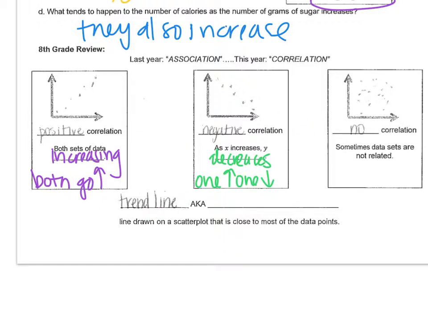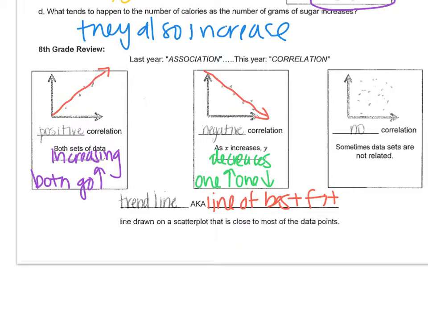So for every graph that has correlation, either positive or negative, we can draw what's called a trend line, or what's also called a line of best fit. This is a line that's drawn on the graph that illustrates the direction the points are going. And when we draw our trend lines, typically about half the points are below the line, and the other half are above the line. Sometimes they're even on that line.